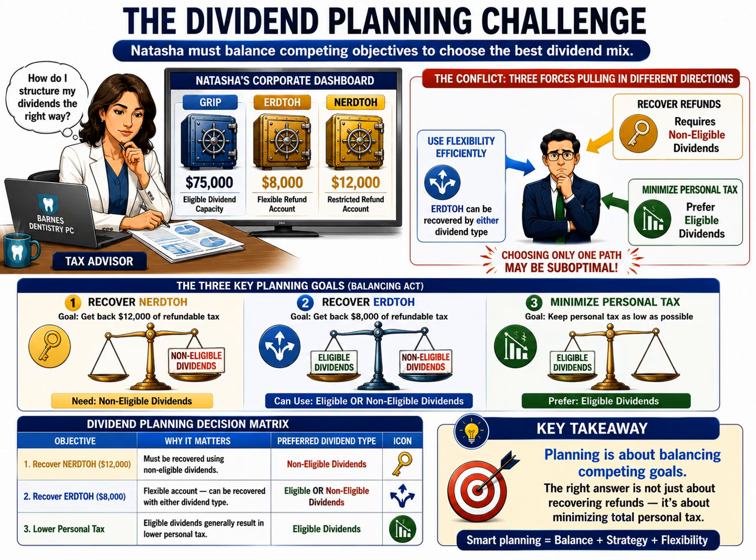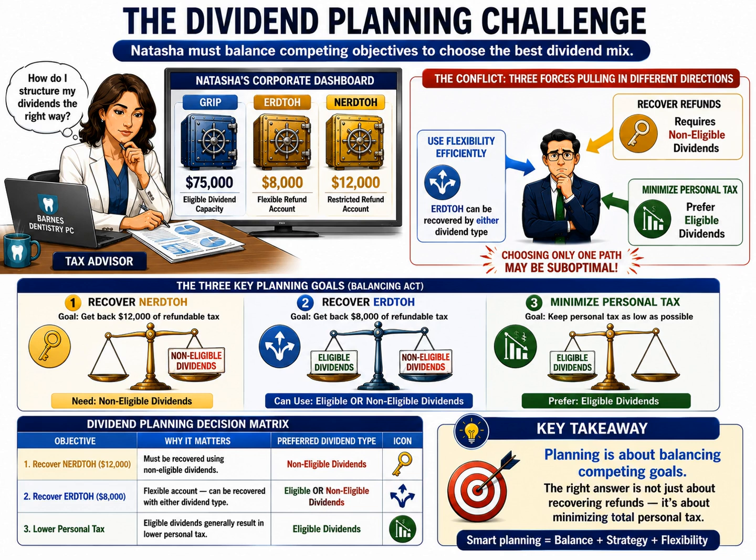Now let's consider the third goal. Like most shareholders, Natasha wants to minimize her personal tax. In many situations, eligible dividends receive more favorable tax treatment than non-eligible dividends. That means this objective pushes the strategy toward eligible dividends. And now we have the conflict illustrated on the right side of the slide. One objective is encouraging non-eligible dividends. Another objective allows either dividend type. And a third objective favors eligible dividends. All three goals are pulling the decision in different directions.